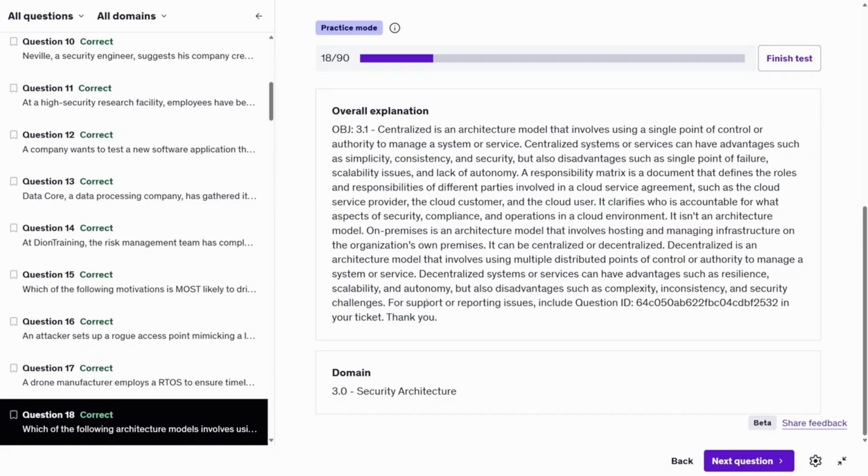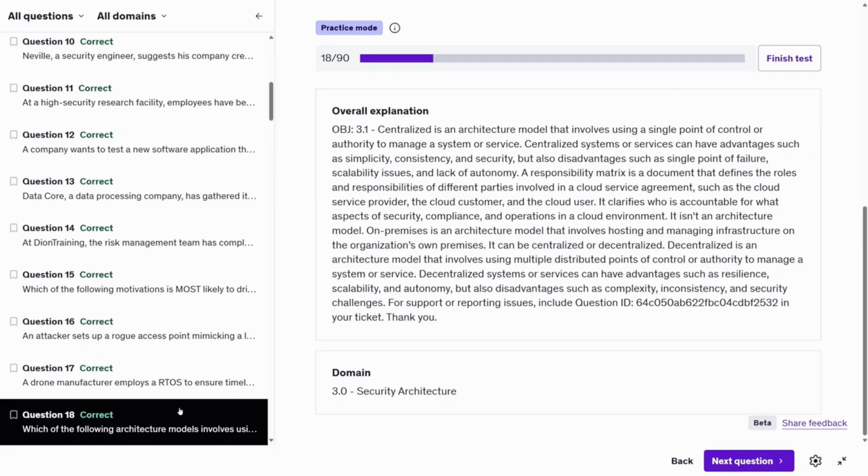Decentralized is an architecture model that involves using multiple distributed points of control or authority to manage a system or service. Decentralized systems or services have advantages such as resilience, scalability, and autonomy, but also disadvantages such as complexity, inconsistency, and security challenges.